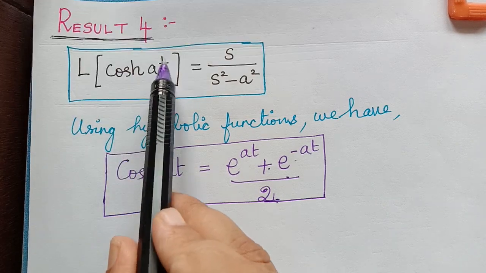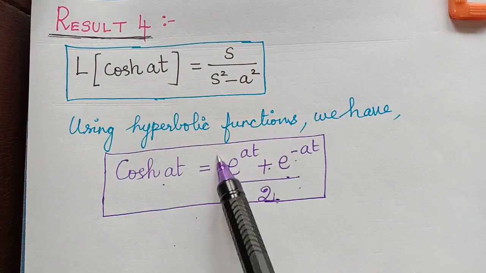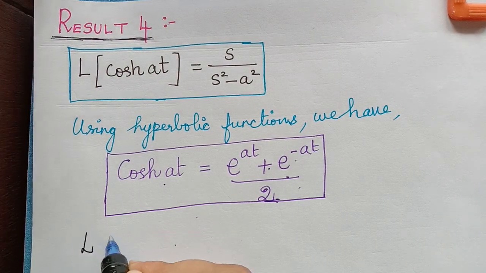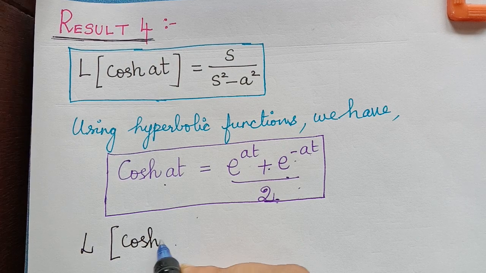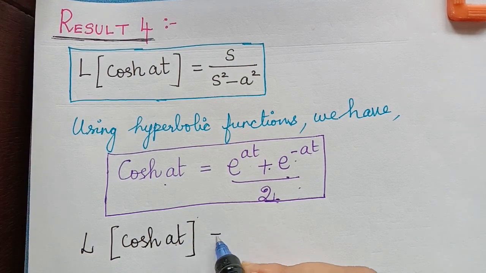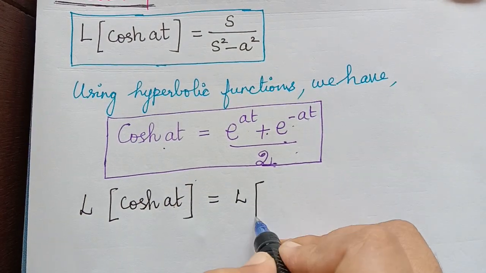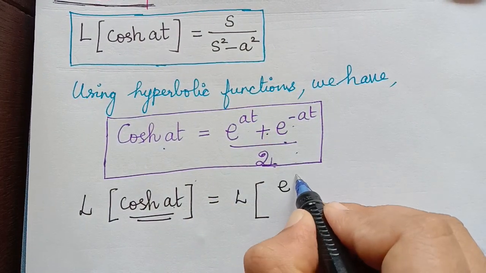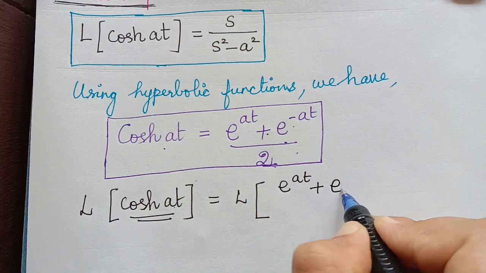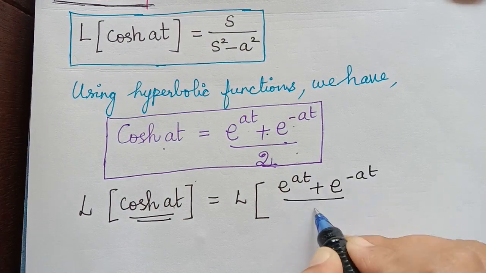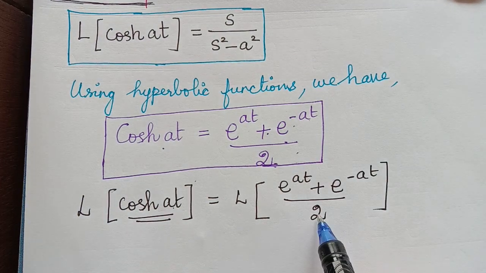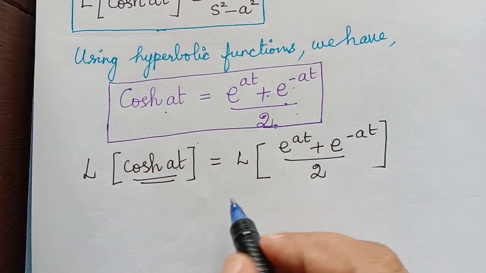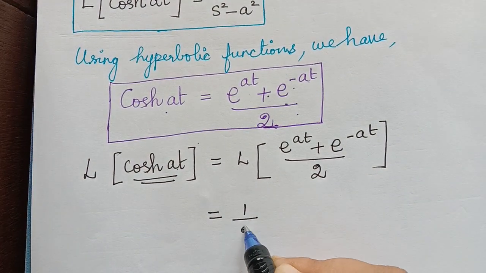So cosh at is equal to e power at plus e power negative at divided by 2. Now here instead of cosh at, we will be replacing it by this value. So therefore we obtain the Laplace transform of cosh at to be equal to L of, so instead of cosh at, we will replace it by this. So we will have e to the power at plus e to the power negative at divided by 2. This 1 by 2 is a constant. So by using the scalar property, it can be taken out. So that is equal to 1 by 2.